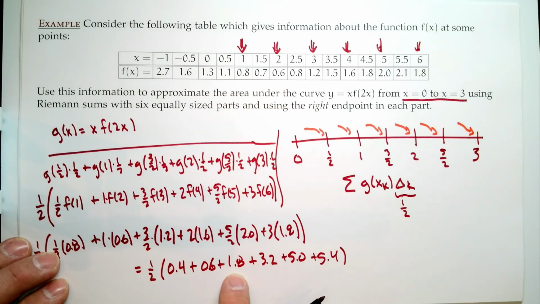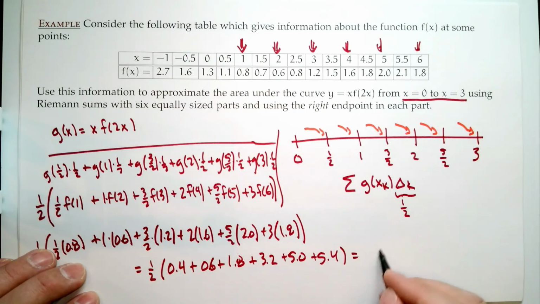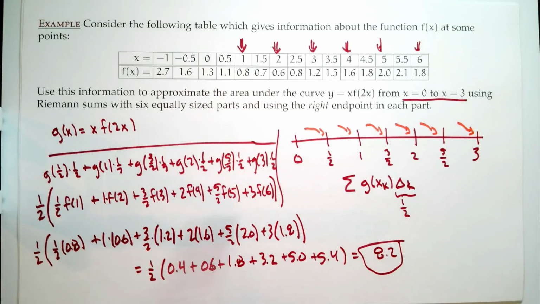Probably shouldn't have added them up. 13.6 plus 1 is 15.4. 16.4 times 1/2 is 8.2. Okay. You probably could have stopped there, unless it said to simplify.